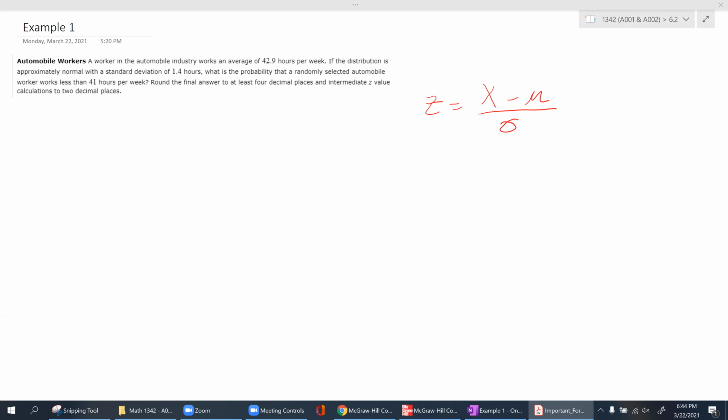We have a word problem here. A worker in the auto industry works an average of so many hours per week. If the distribution is approximately normal with a standard deviation of 1.4 hours, what is the probability that a randomly selected automobile worker works less than 41 hours per week? One of the main things you need to look out for is what's mentioned: at most, at least, work less, work more. That's going to determine which probability values you find after you find your z-score.